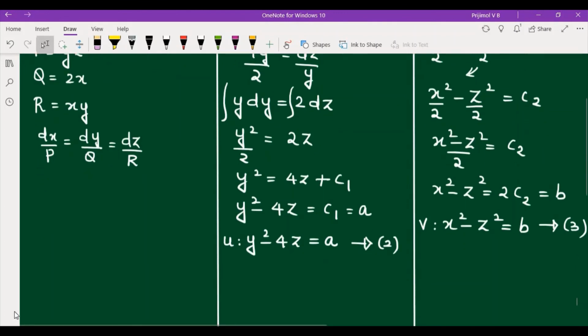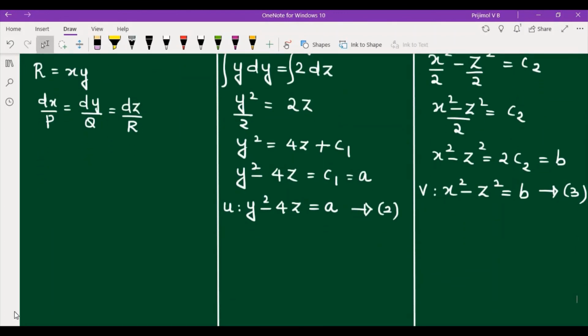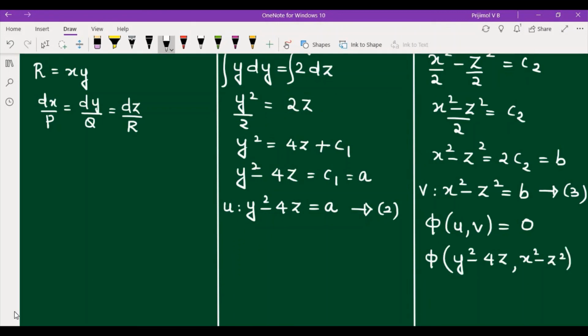Now what will be our solution? Our solution will be phi of u, v equal to 0. This is our solution. I have to substitute u and v in the solution. What is u? u is y square minus 4z. It is not necessary that you should get the same solution. I told you it all depends upon the ratios which we select. So v is x square minus z square, equal to 0. Don't forget this equal to 0, because I have seen many students not writing equal to 0.